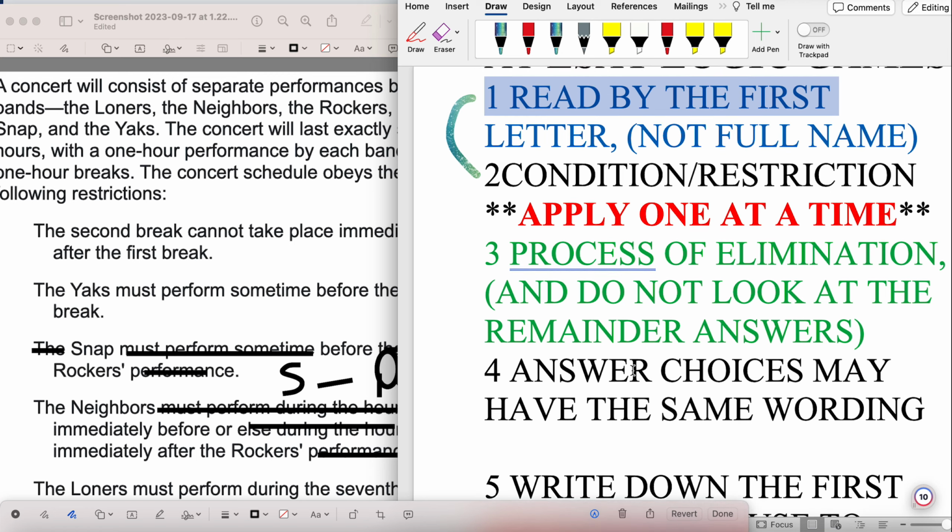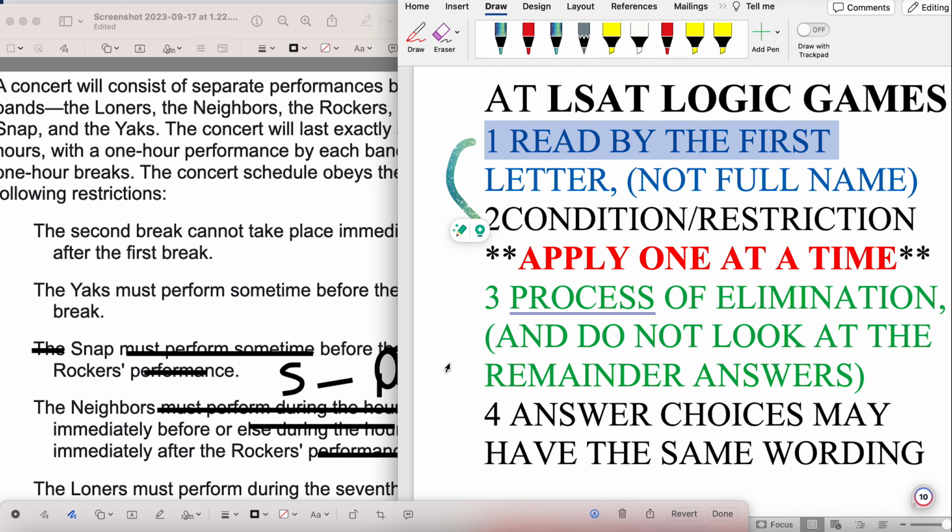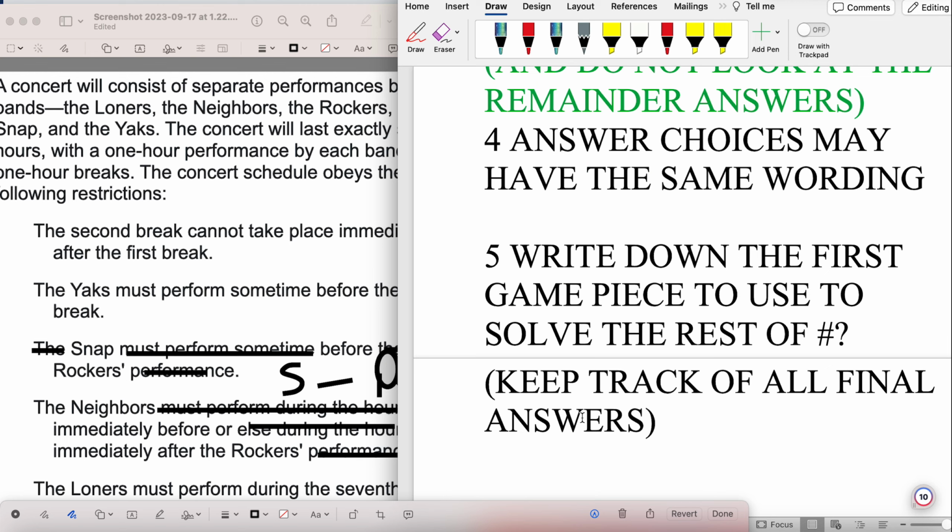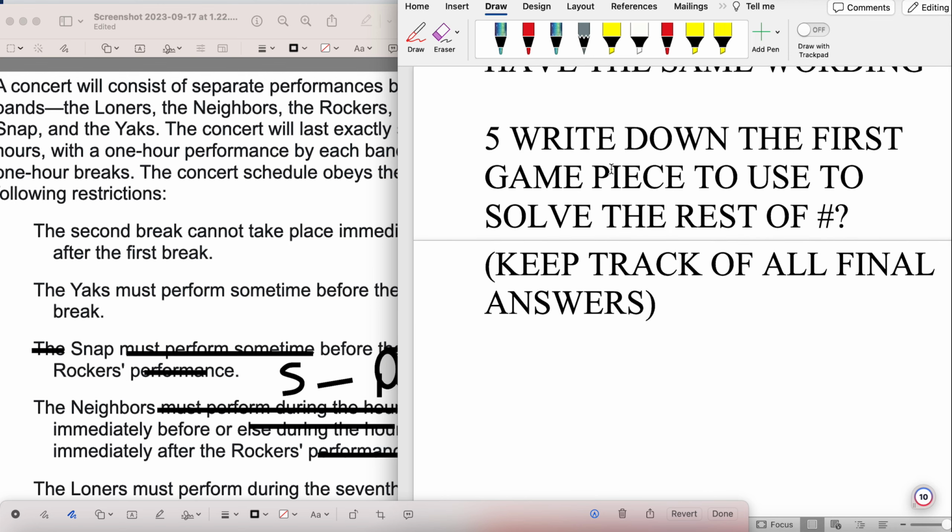Answer choices may have the same wording. I'll show you that later on, what I mean by that and how to get quicker. Also, this is going to be important: write down the first game piece to use to solve the rest of the questions. Keep track of your final answers, because that's going to help you out with the rest of the game pieces.